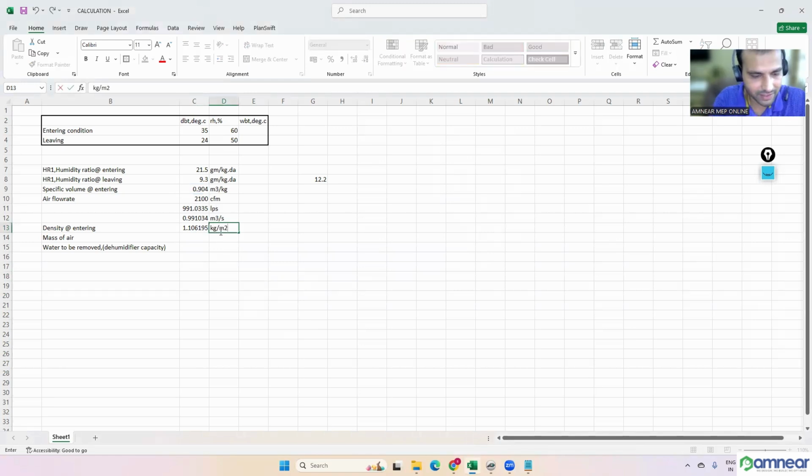Even if you consider 1.2 kilogram per meter cube as a common value, no problem. It's not a big issue; not that much change will come. But I have considered the entering condition specific volume for accuracy.